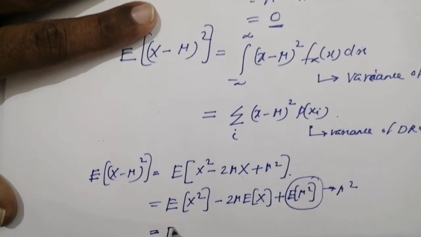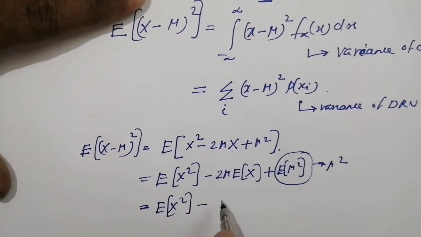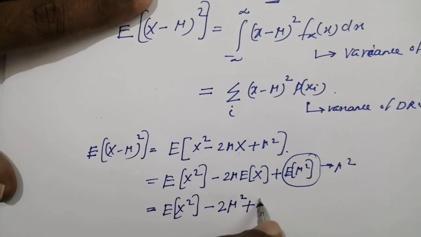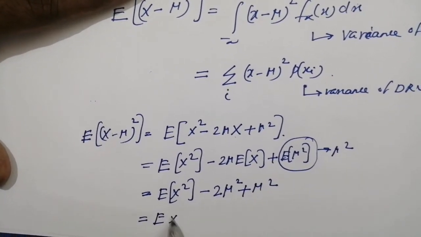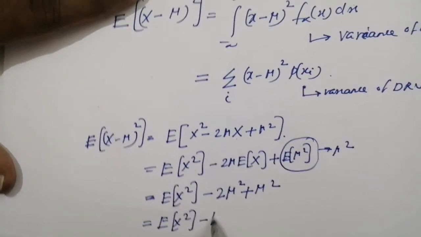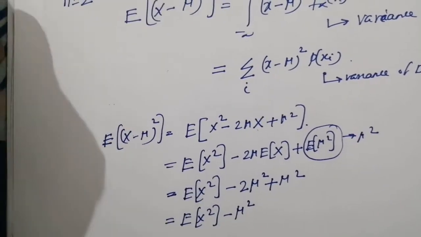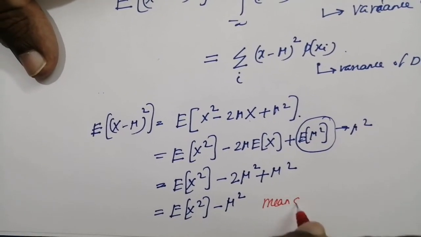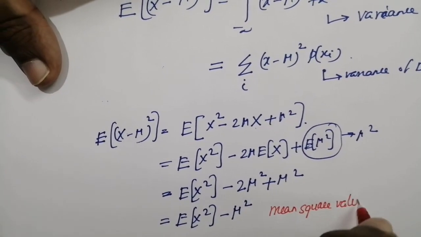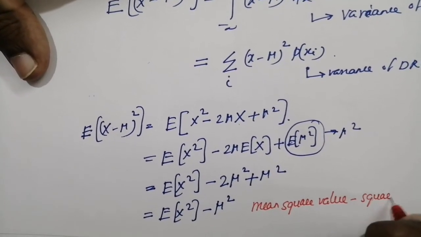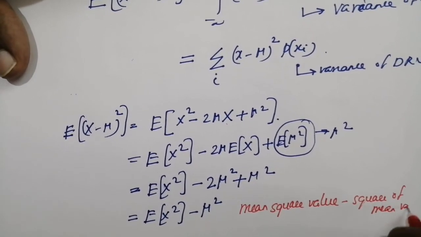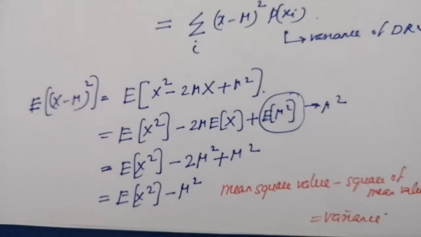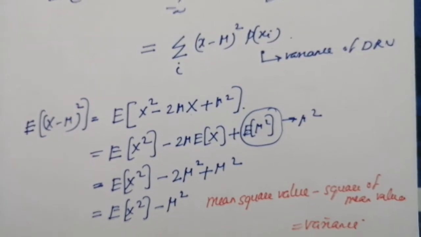So this can be written as mu square itself. So this can be written as expectation of x square minus 2 mu into expectation of x, which is mu itself. So 2 mu square plus mu square. So this will be equal to expectation of x square minus mu square. So that means this can be written as mean square value minus square of mean value, which is equal to variance. So this variance can be written as mean square value minus square of mean value.